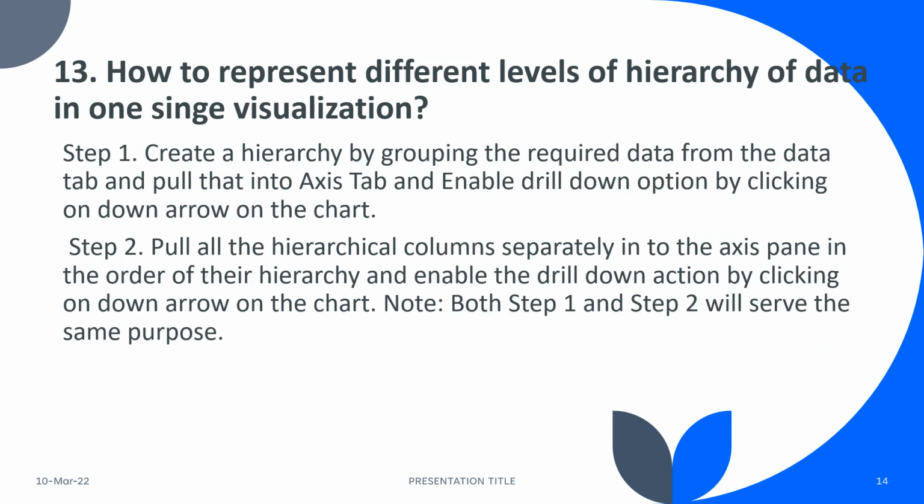Question number 13. How to represent the different levels of hierarchy of the data in one single visualization? The answer is step 1: create the hierarchy by grouping the required data from the data types and pull that into the axis tab, then enable the drill down option by clicking on the down arrow on the chart. And the second step is to pull all the hierarchy columns separately into the axis pane in the order of the hierarchy and enable the drill down feature by clicking on the down arrow on the chart. Note both step 1 and step 2 serve the same purpose.